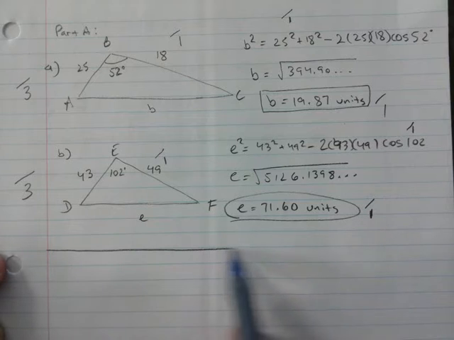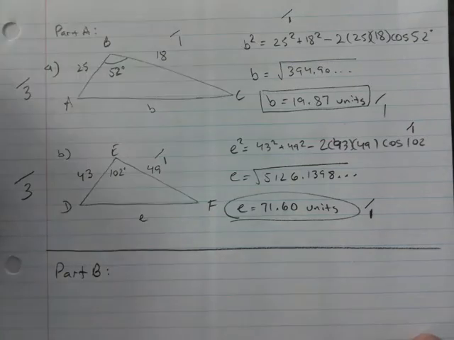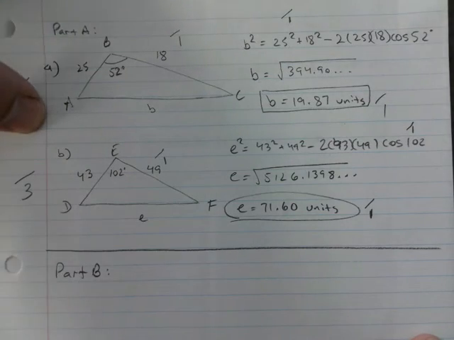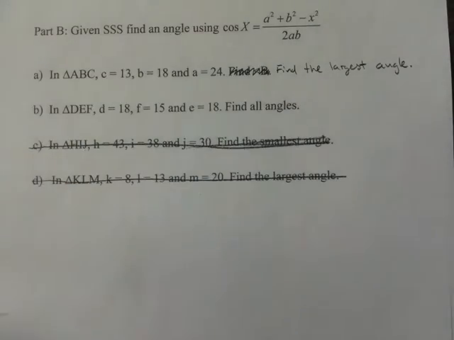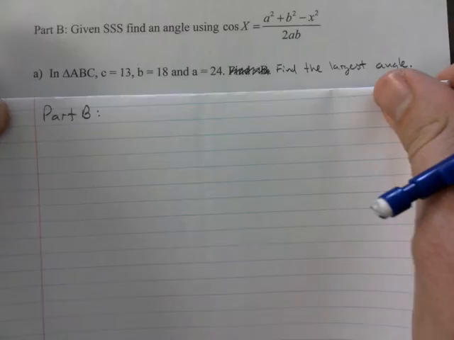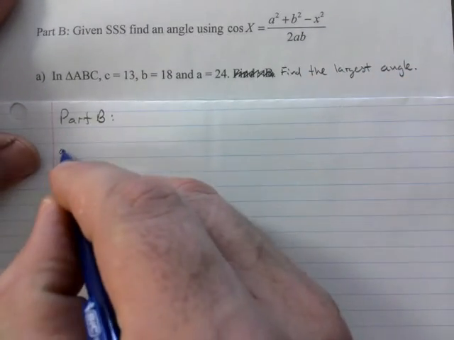And here comes part B. Let me just fold it. So 6 marks for part A. Let's fold it here. Okay, so the first one is triangle ABC.